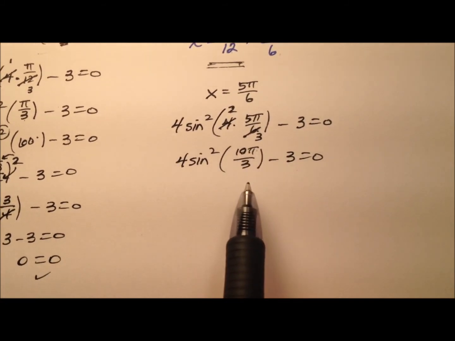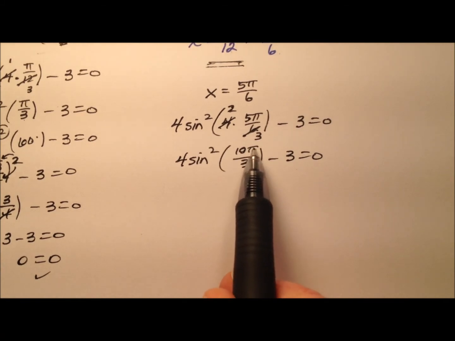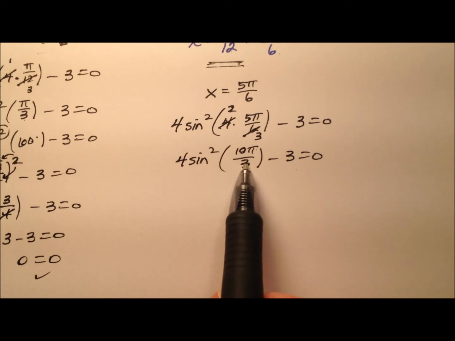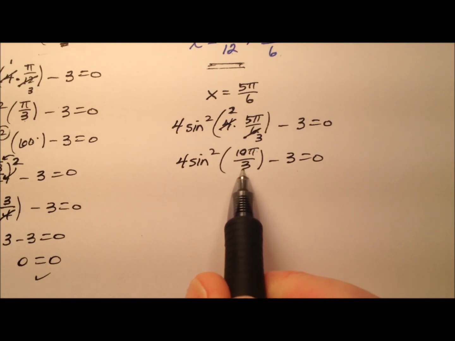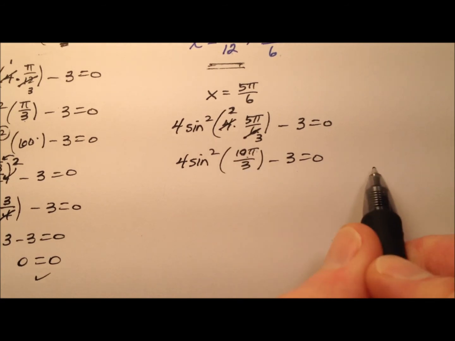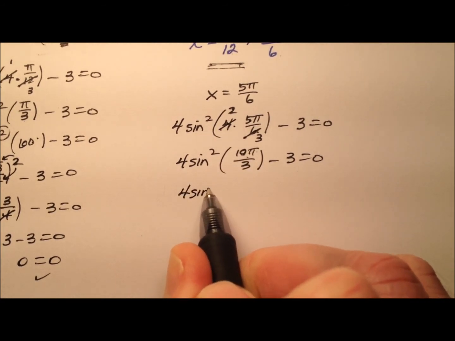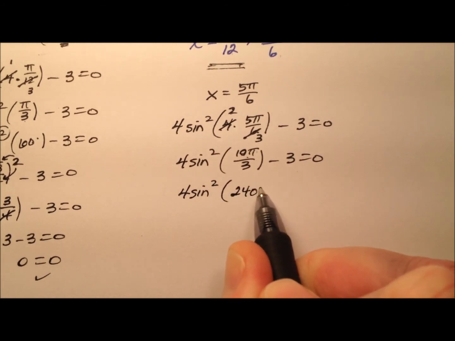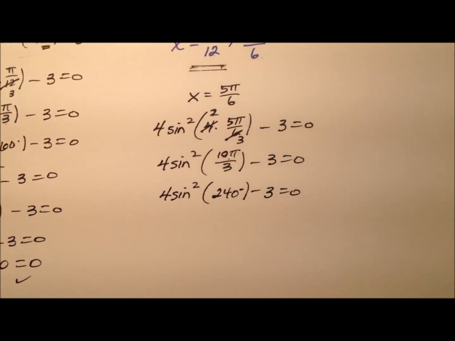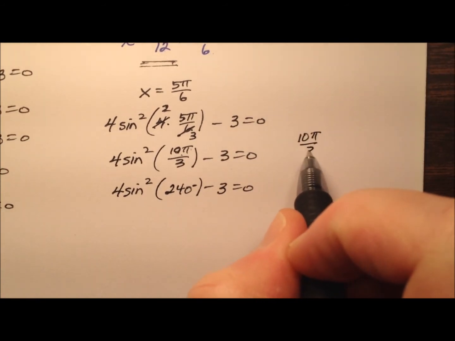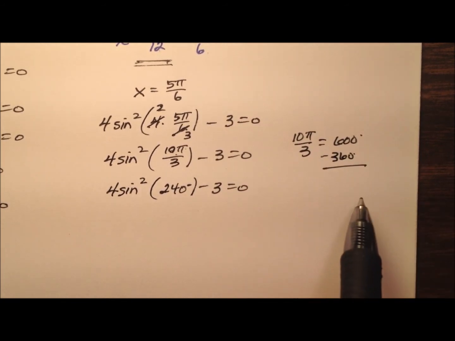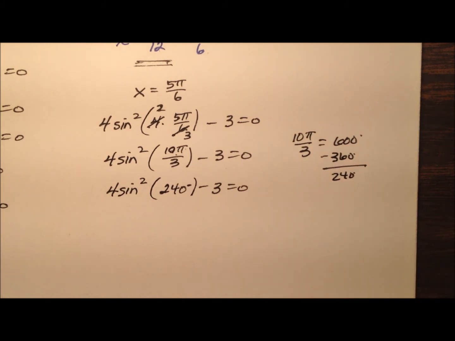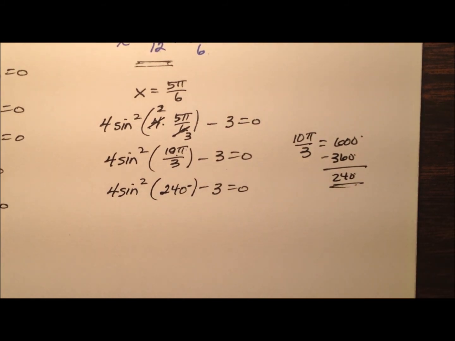Well, 10 pi over 3, what's that going to be? If pi is 180 degrees, and we divide that by 3, that's 60 degrees, times 10 is actually 600 degrees. But 600 degrees is out of our 0 to 360, one rotation. So let's take 360 away from that 600 degrees. And so really what that ends up looking like is 240 degrees. Again, 10 pi over 3 is equivalent to 600 degrees, but that was outside of our normal single rotation, so I subtracted 360 to get this terminal angle of 240 degrees.